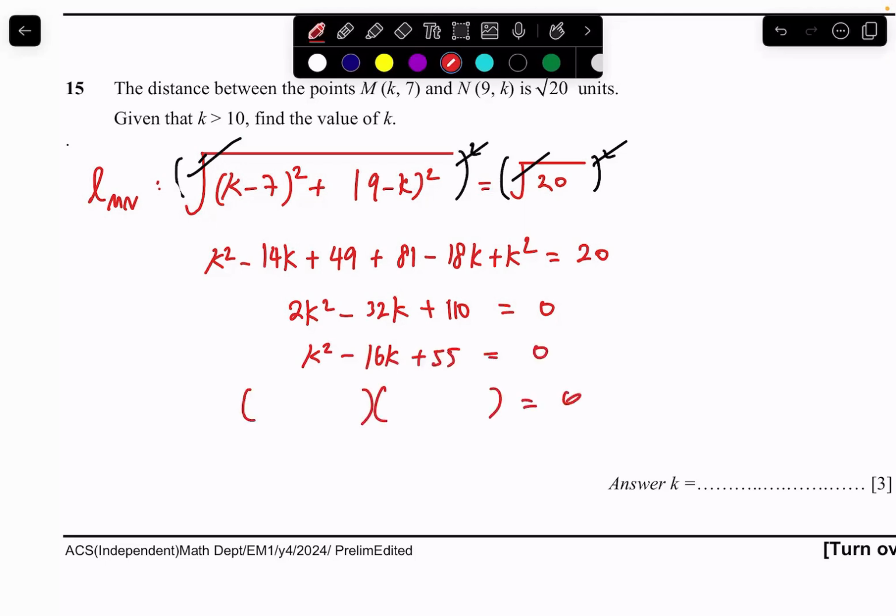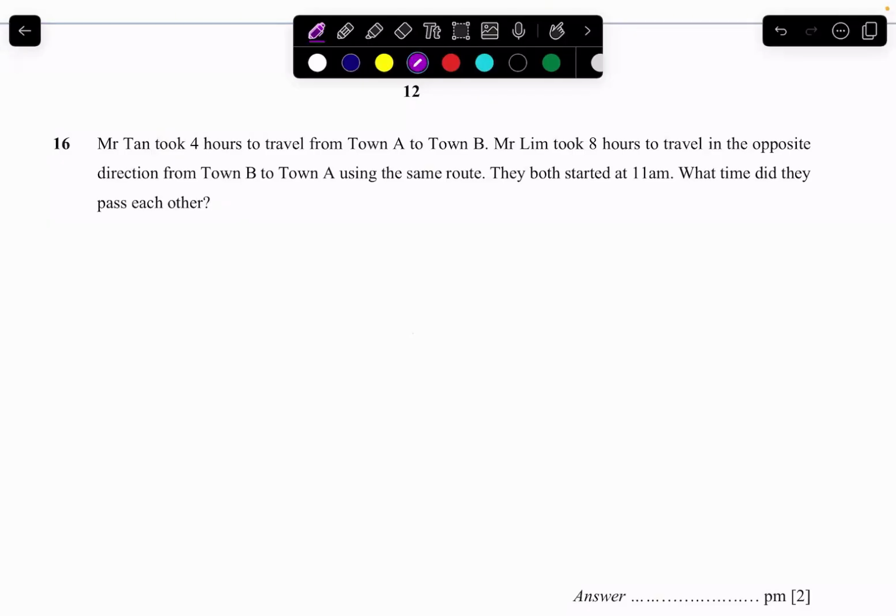Because k squared is just 1 and 1, so it's k on each side. Now 55, there are two ways to factor it: 1 and 55, or 5 and 11. To get 16, it will be 5 and 11. That's pretty straightforward: minus 5, minus 11. Therefore, k equals 5 or k equals 11. But k is greater than 10, so k equals 5 is rejected. k equals 11.